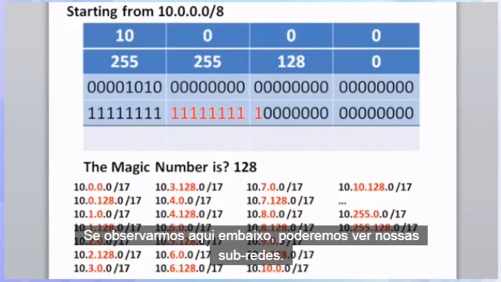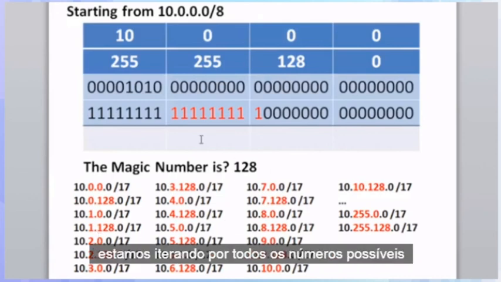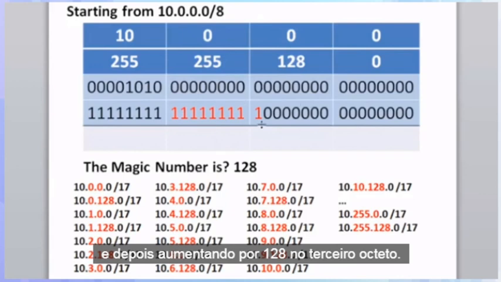If we look below here, we can see our subnets. The first subnet will be the 10.0.0.0/17 subnet, then the 0.128 subnet, then the 1.0 subnet, then the 1.128 subnet, and as you can see, we're iterating through every possible number in the second octet, and then going up by 128 in the third octet.